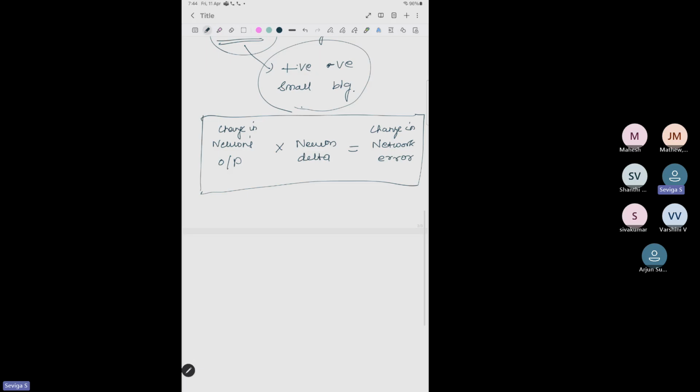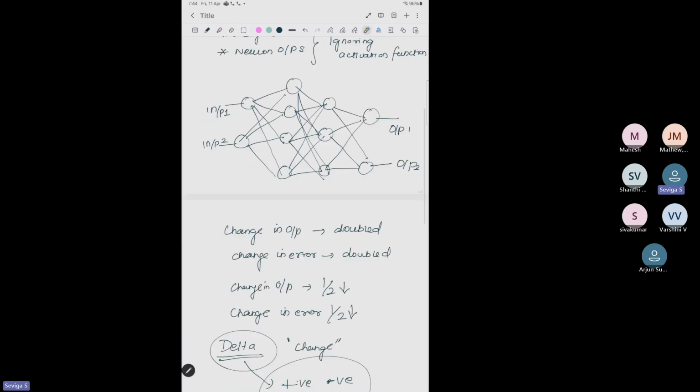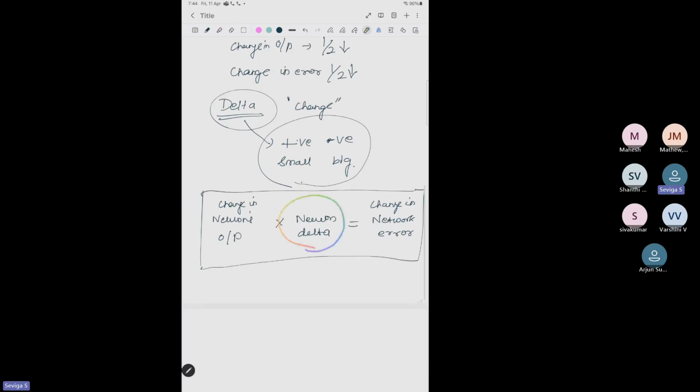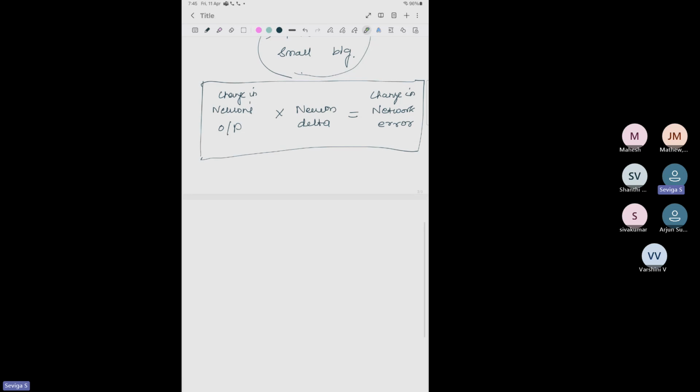The first observation we learned is that any change in the neuron output will produce a change in the output error by a proportional amount. That proportional amount is nothing but the neuron's delta. So the change in the neuron's output multiplied by the neuron's delta will give you the change in the network error. Let's take one example here. By a brute force method, let's introduce some change in the output.